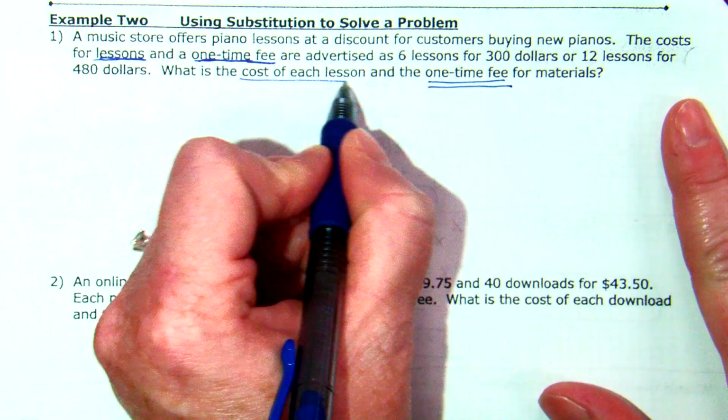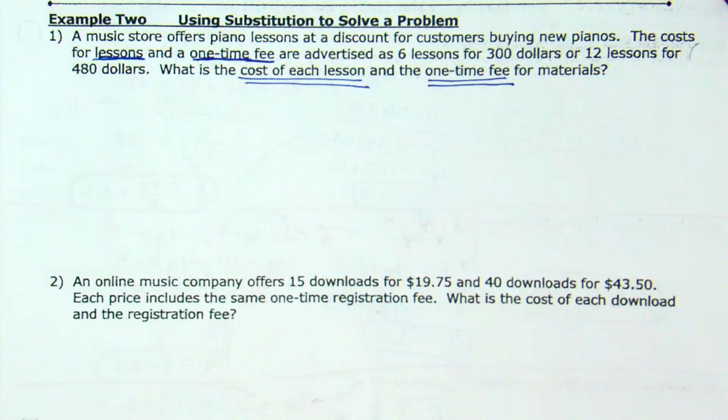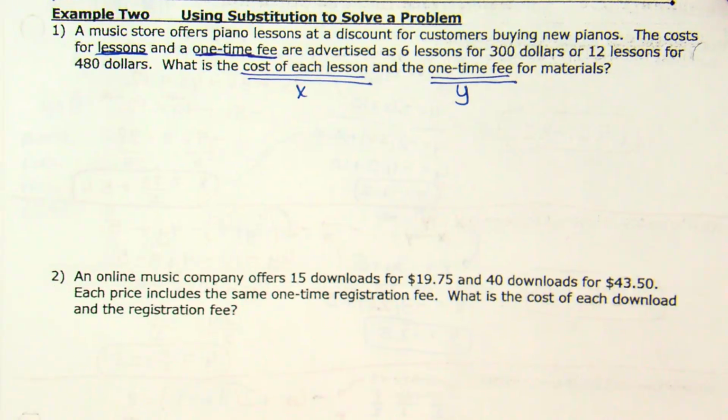The question says, what is the cost of each lesson and one-time fee? So make those your variables. Whether you want to use X and Y, A and B, whatever you want. I'm going to pick X and Y. So the cost of each lesson I'm calling X. The one-time fee I'm calling Y.